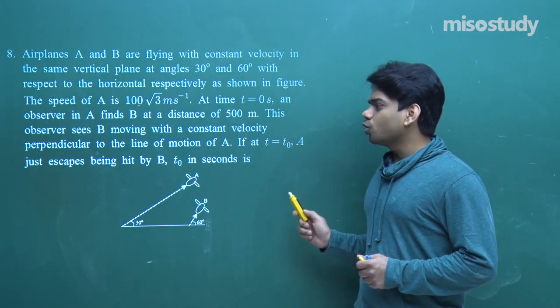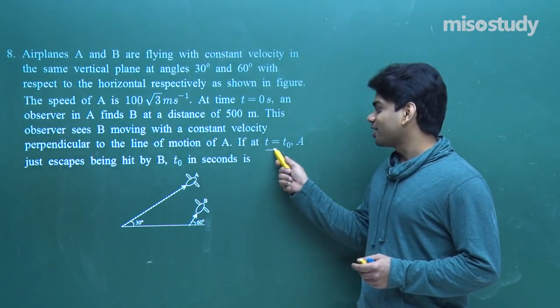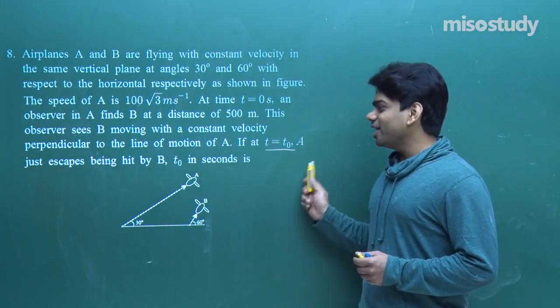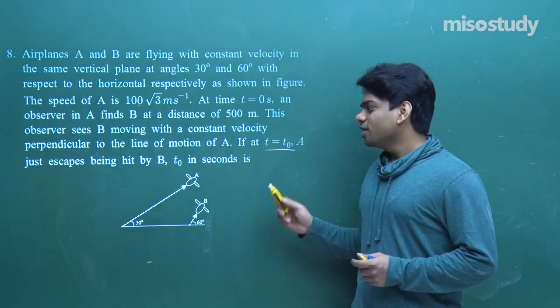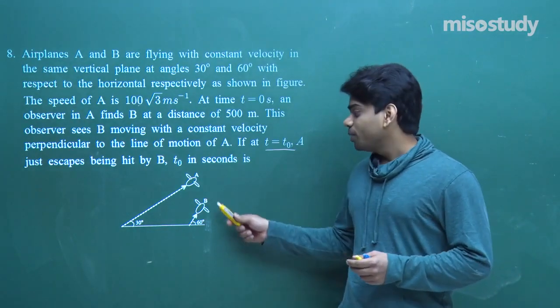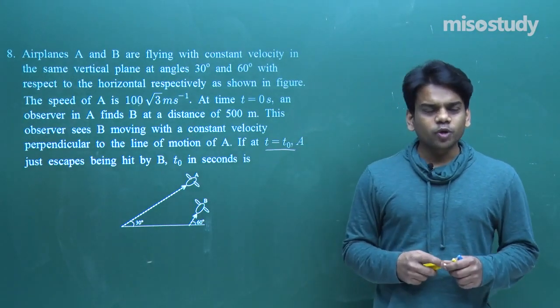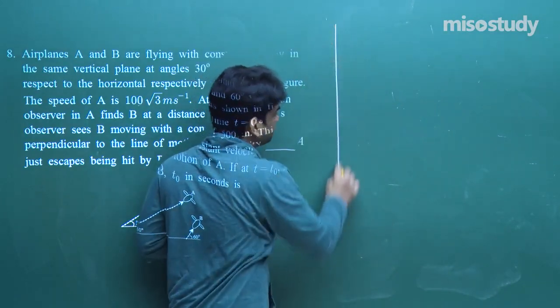If at t equals t naught, A just escapes being hit by B, find t naught in seconds. We need to find out the time taken for B to reach A. Both are not hitting actually. Let me show you the motion, how it is performed.